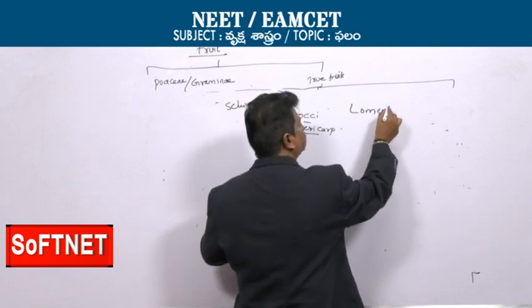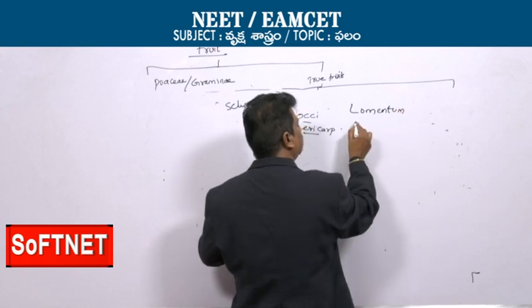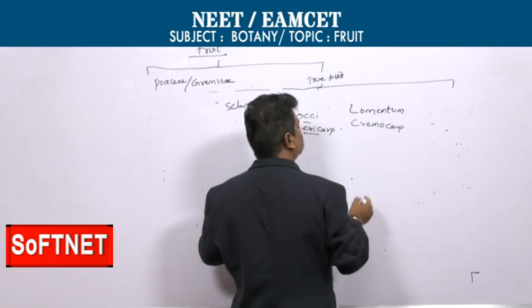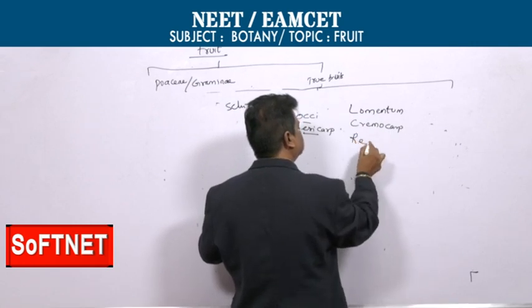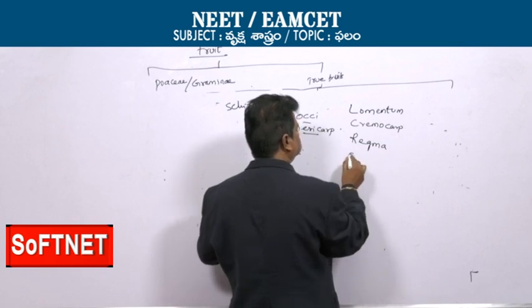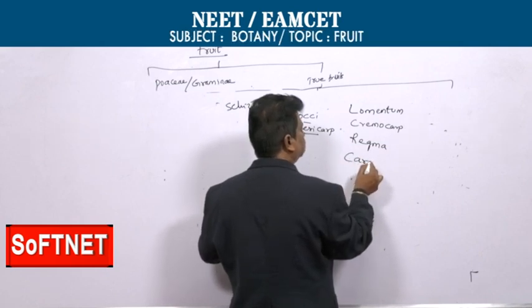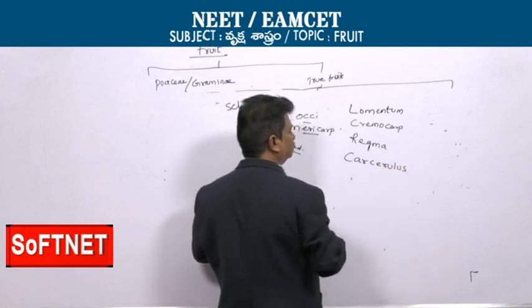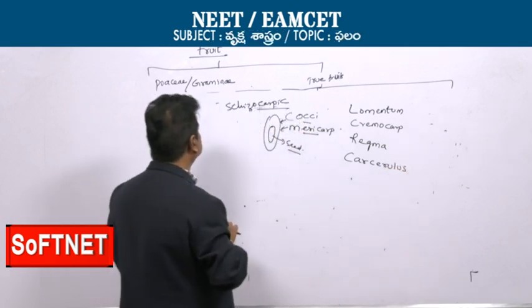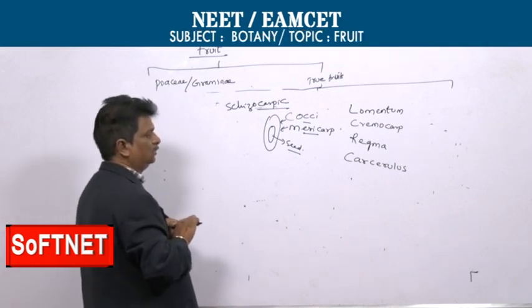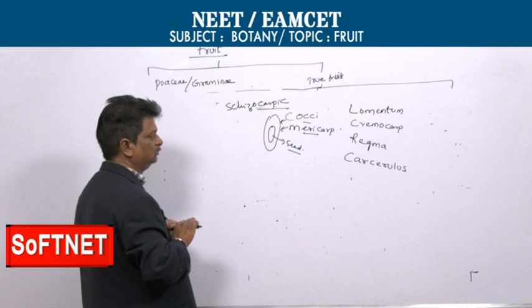Types of schizocarpic fruits: one is lomentum, second is cremocarp, then regma, and then carcerulus. Lomentum, cremocarp, regma, and carcerulus.